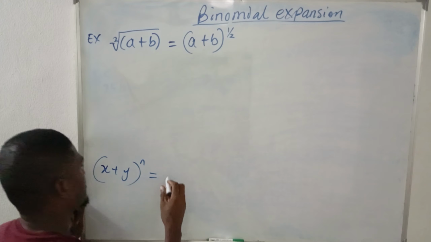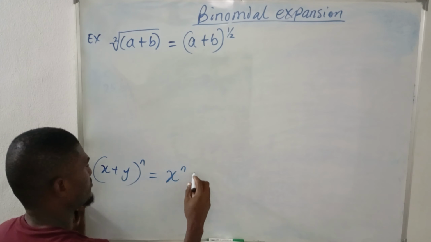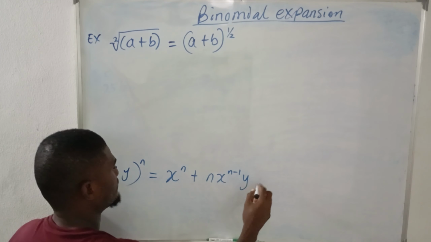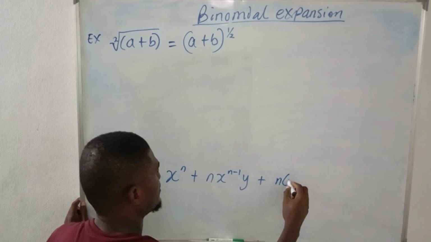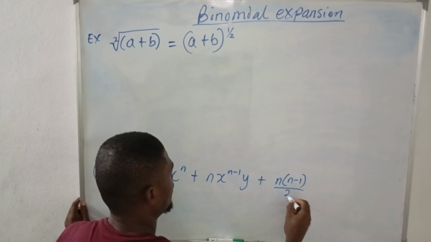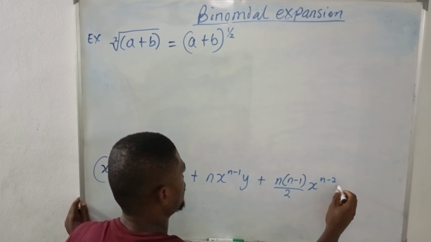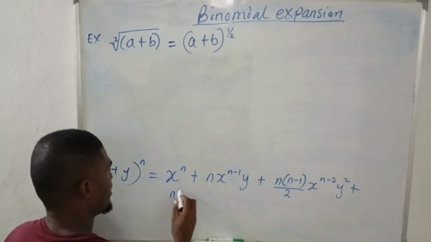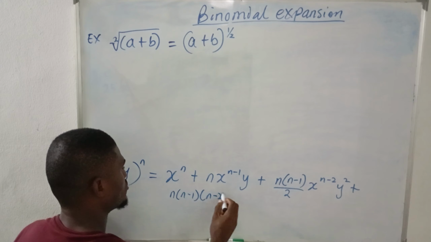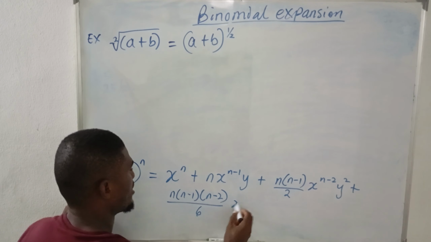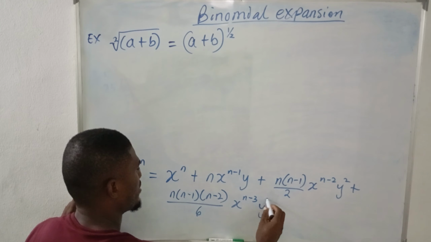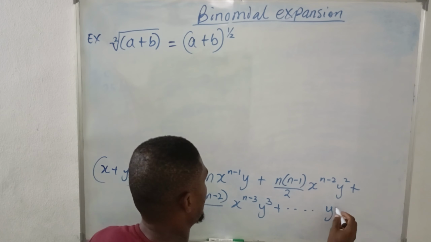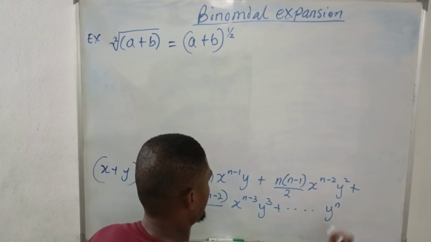The binomial expansion formula says x plus y raised to the power of n would be equal to x raised to the power of n, plus n x to the power of n minus 1 y, plus n into n minus 1 all over 2 x to the power of n minus 2 y raised to the power of 2, plus n into n minus 1 into n minus 2 all over 6 x raised to the power of n minus 3 y raised to the power of 3, plus it continues that way until it is y raised to the power of n.